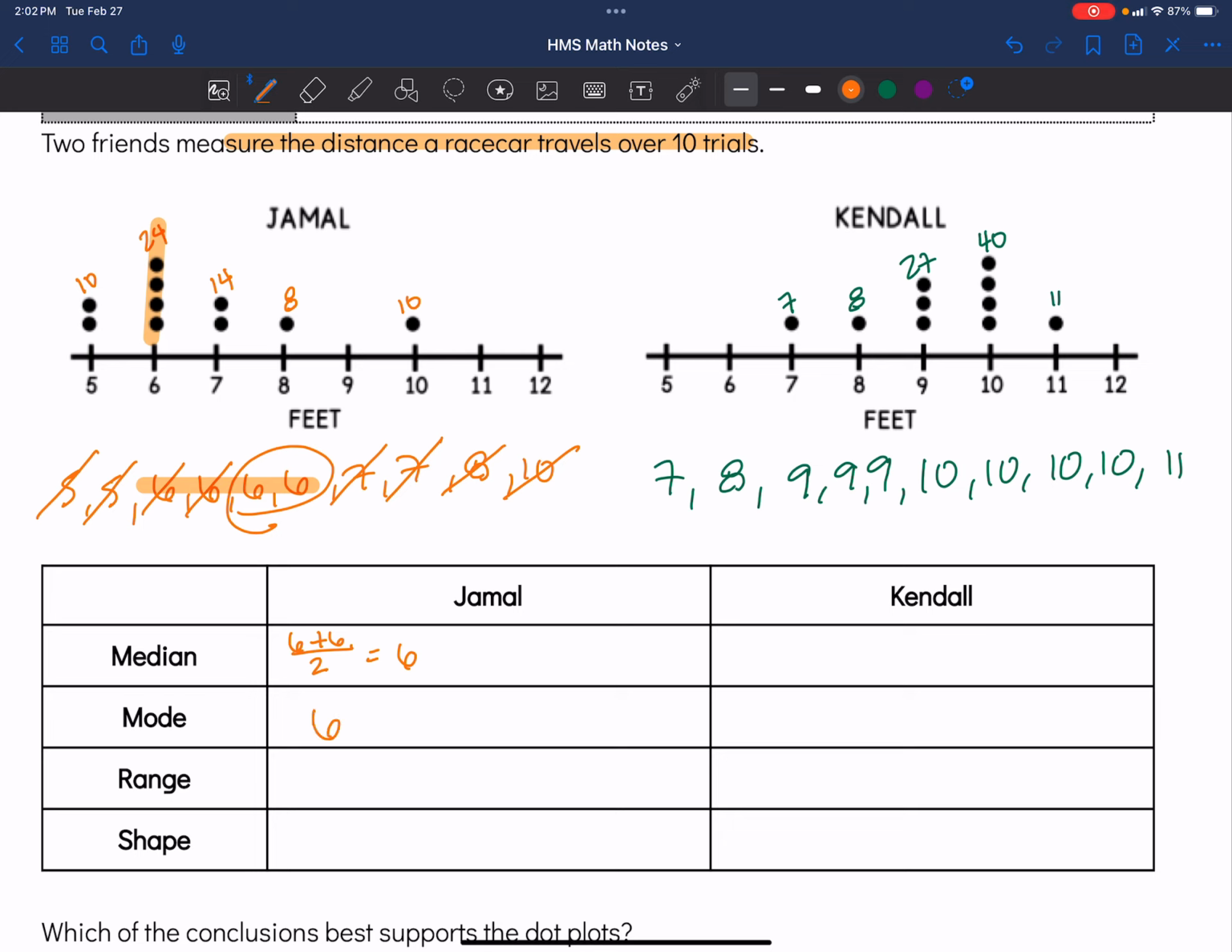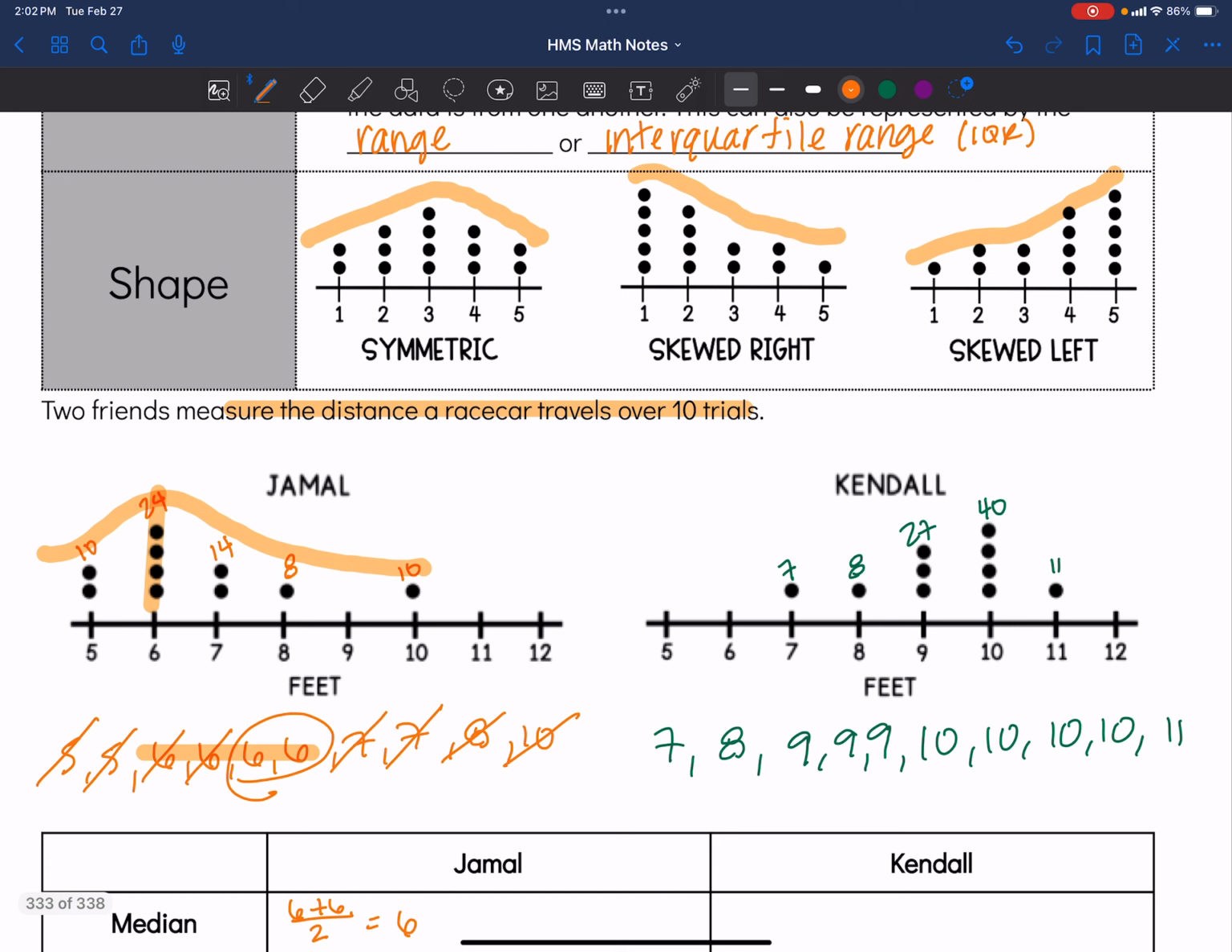Range, I'm doing the maximum minus the minimum. So my largest is 10, my smallest is 5, therefore my range is 5. Shape, I do like to outline the dot plot so I can see what it looks like, and it looks like it is skewed right.